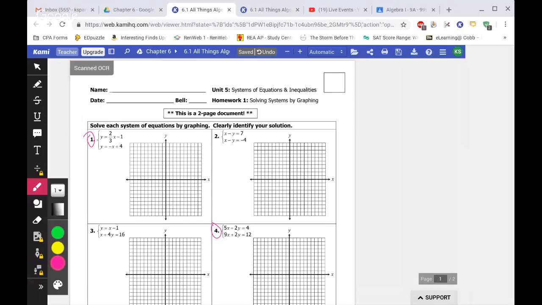Good news on the first one. Both of those are in slope-intercept form, so I literally have to do nothing to the equations. All I have to do is graph them. So the first point that I want to plot is what?